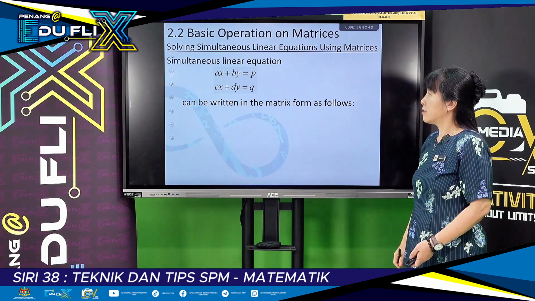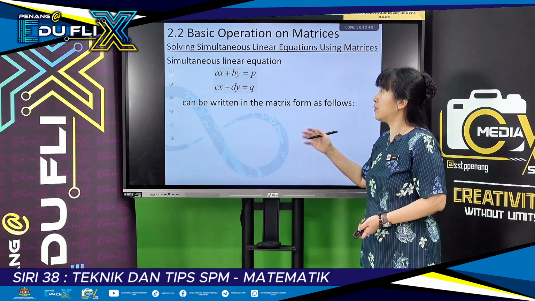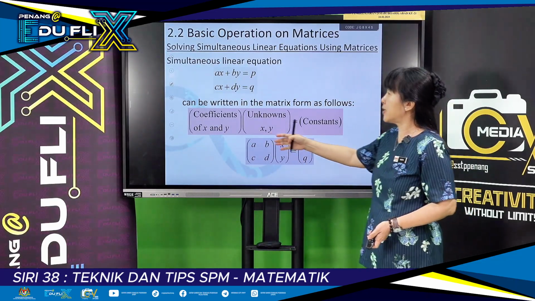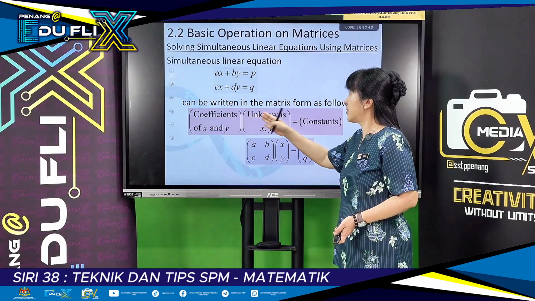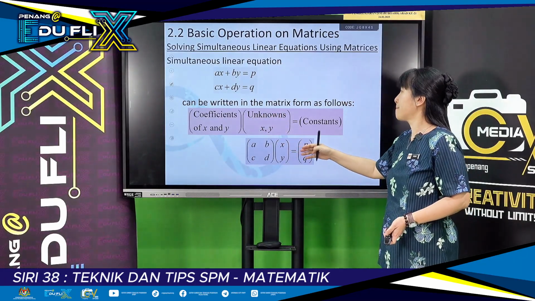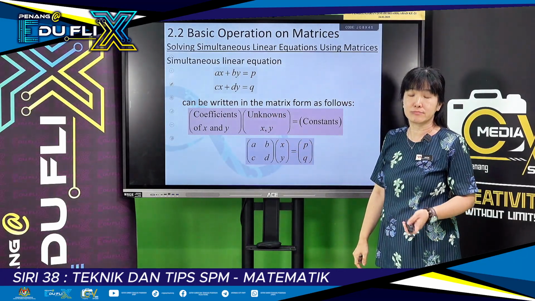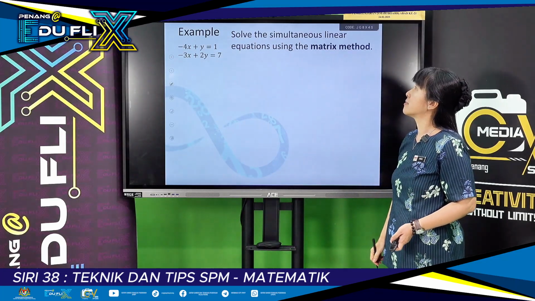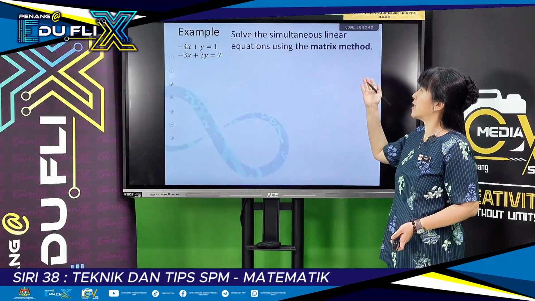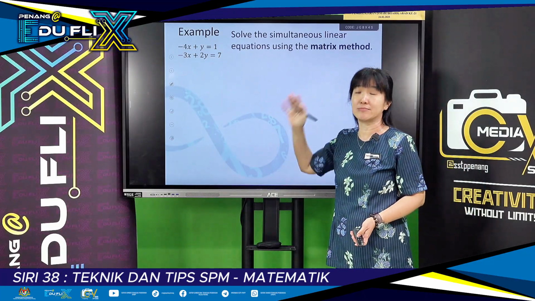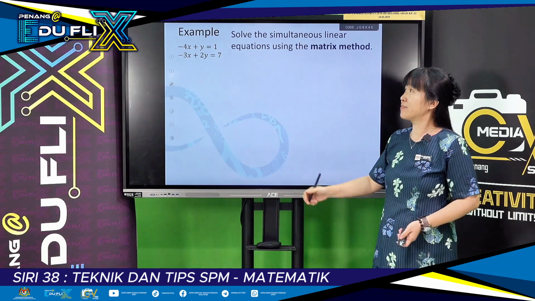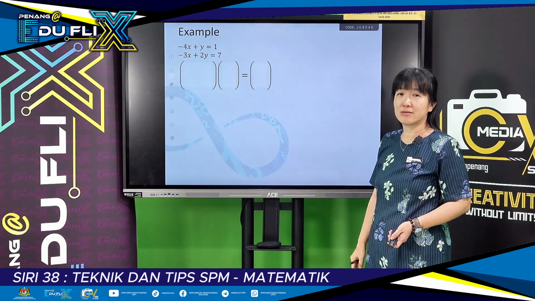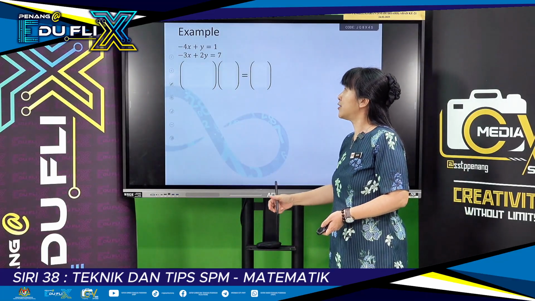As a first step, we have to convert simultaneous linear equations into matrix form. Separate the coefficients from the variables x and y, and the equals to the constants. For example, we have to solve this simultaneous linear equation using the matrix method. As the first step, write down 3 brackets. Then separate the coefficients.